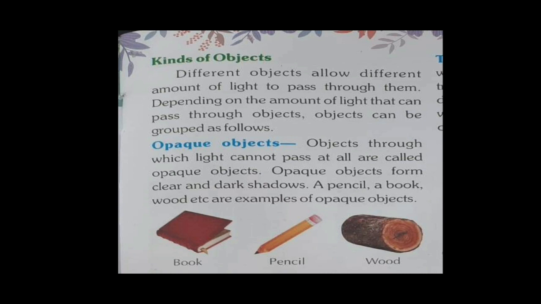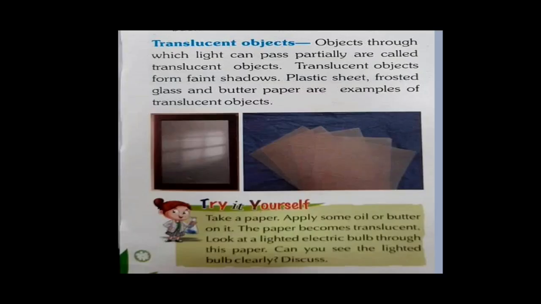Because the light cannot pass through them, they form a dark and clear shadow. A pencil, a book, wood, etc. are examples of opaque objects, right? Next is translucent objects. Objects through which light can pass partially are called translucent objects. Partially means some part of the light is passing, but some part is not able to cross through the objects.